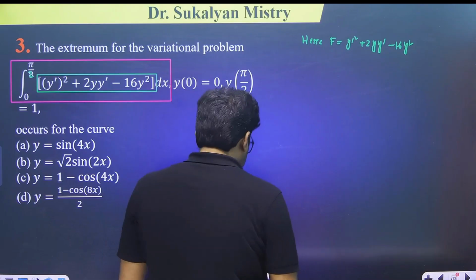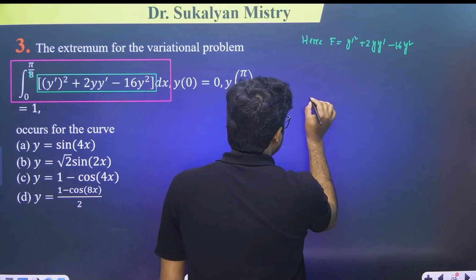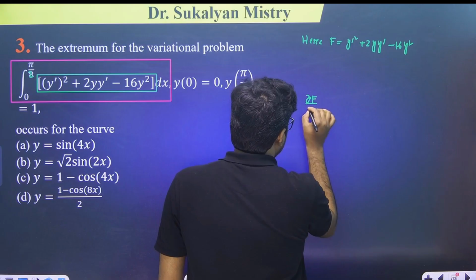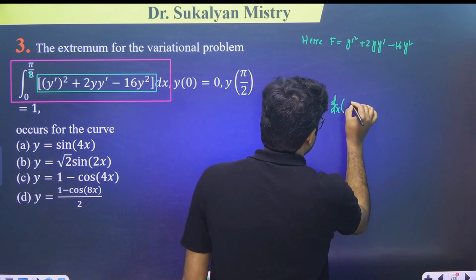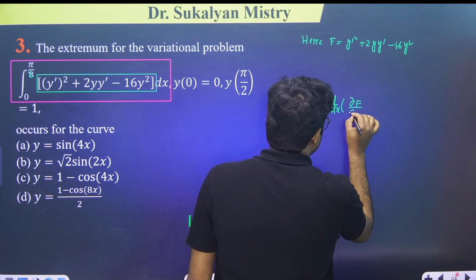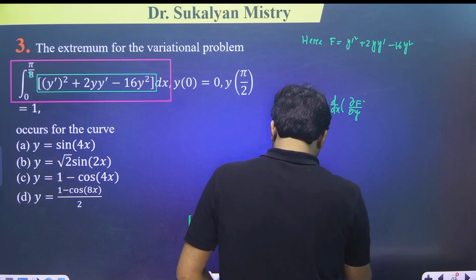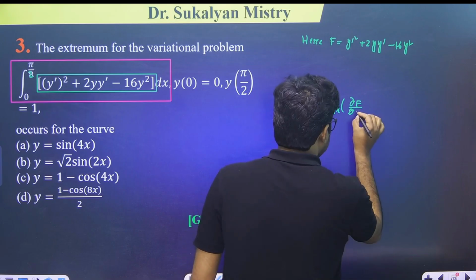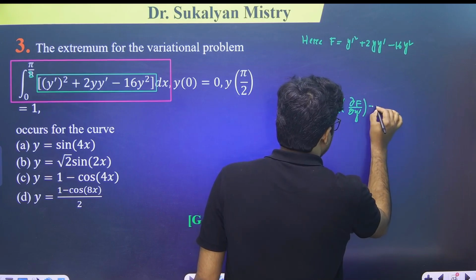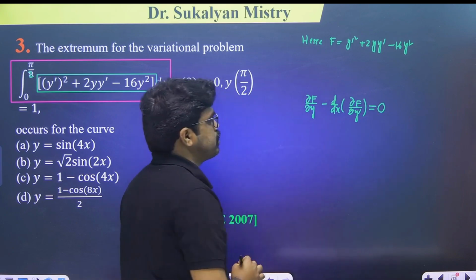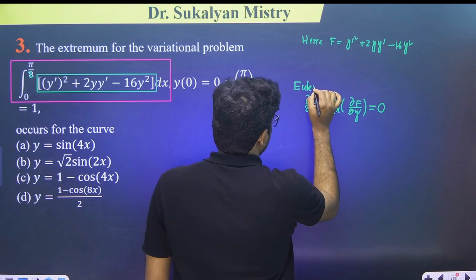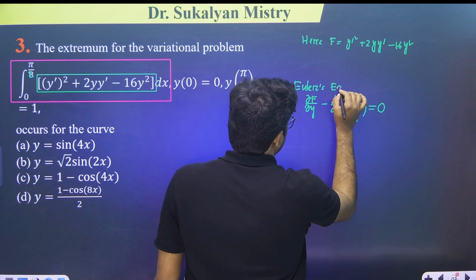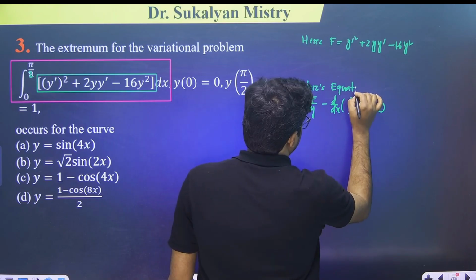So what is Euler's equation? The Euler's equation is del f/del y minus d/dx of del f/del y dashed is equal to 0. So this is the Euler's equation.